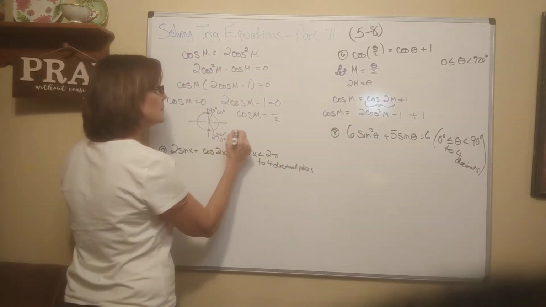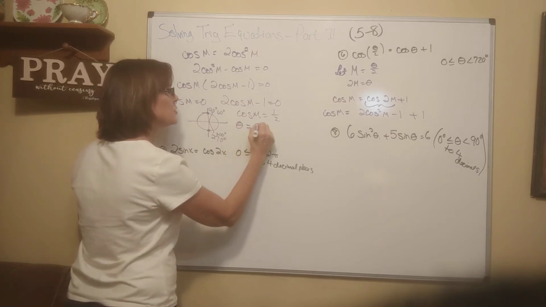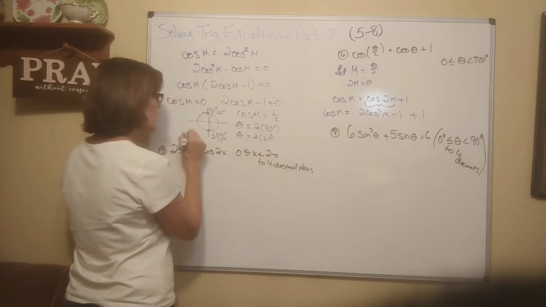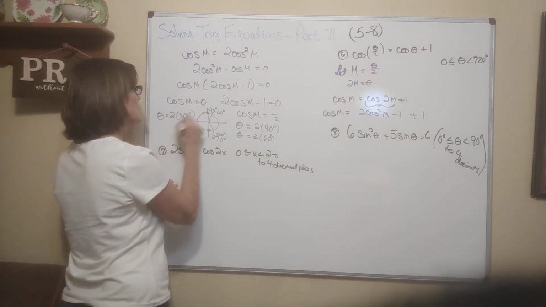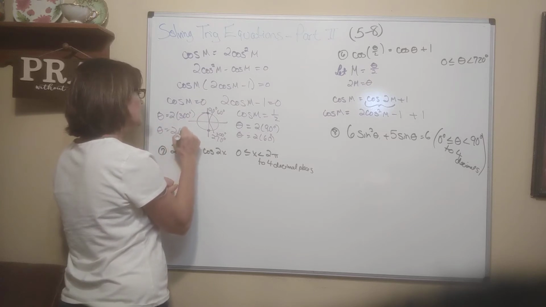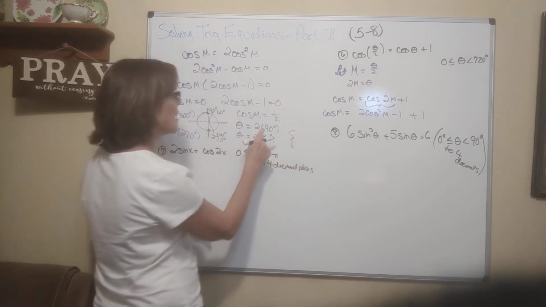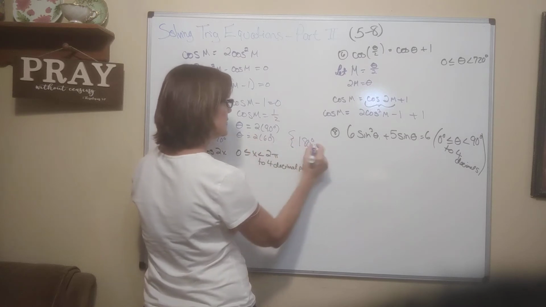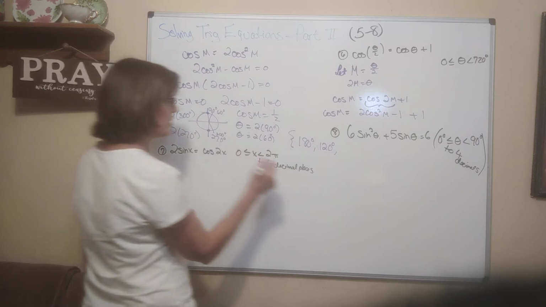So theta is equal to 2m. Theta is equal to 2 times 90. Theta is equal to 2 times 60. Theta is equal to 2 times 300. Theta is equal to 2 times 270. And so my answers here are going to be 180, 2 times 90, 2 times 60, 120. These are not in order, but that's okay. 2 times 300 is 600.